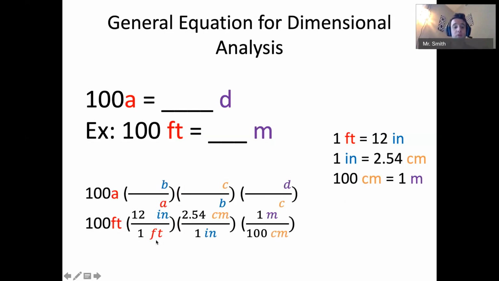Now, with actual units, what that looks like is we start with feet, cancel out feet to get into inches, cancel out inches to get into centimeters, cancel out centimeters to end up in meters. And then I just went ahead and crossed those off. So you'll see here A cancels out, B cancels out because it's top and bottom, C cancels out because it's top and bottom, and we end up with an answer in D. Same thing with feet here. Feet cancels out, inches cancel out, centimeters cancel out, and then we end up with an answer in meters. Now, this is going to be the general formula, and we'll actually give you these conversion factors. You won't have to know them. You'll see in a couple problems in a little bit.